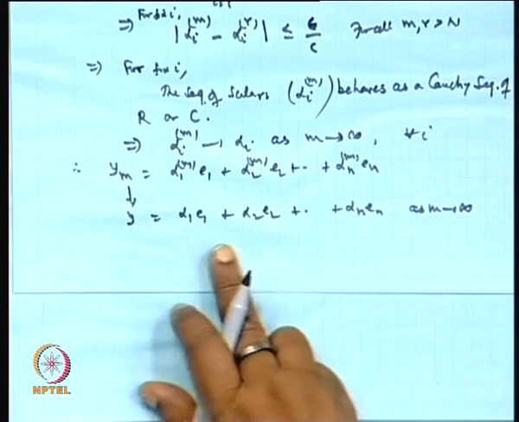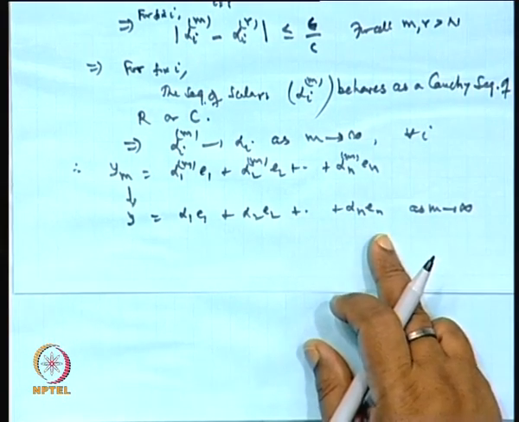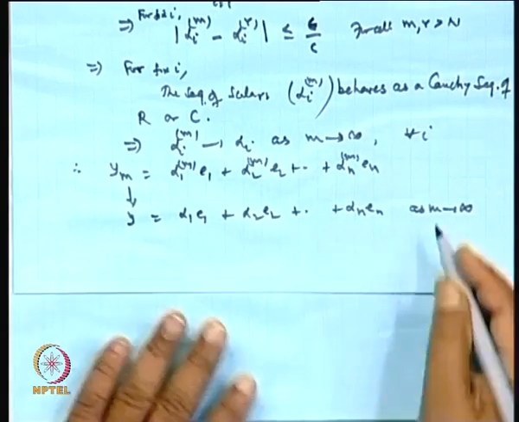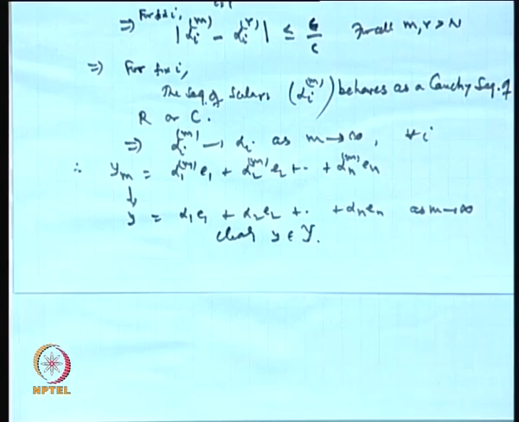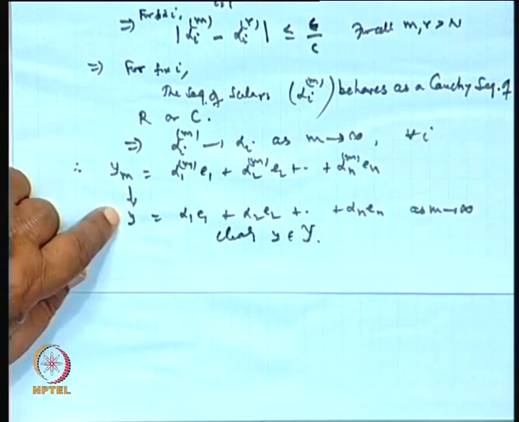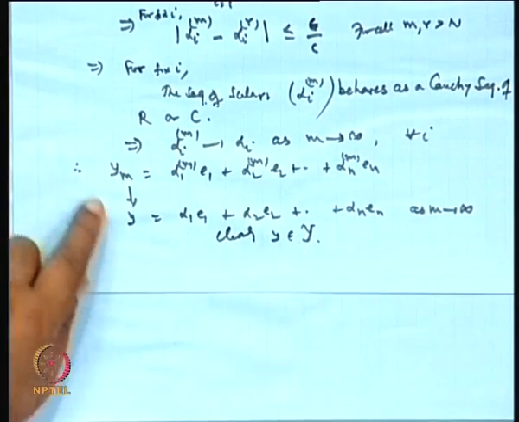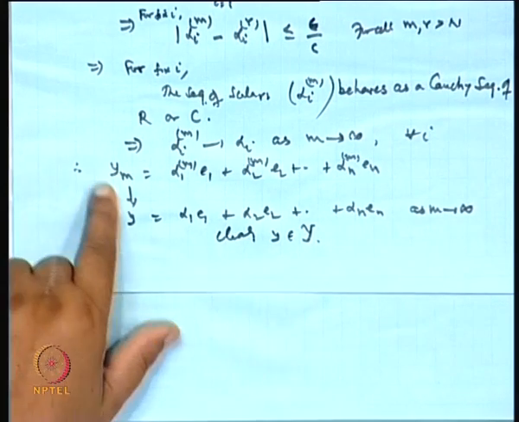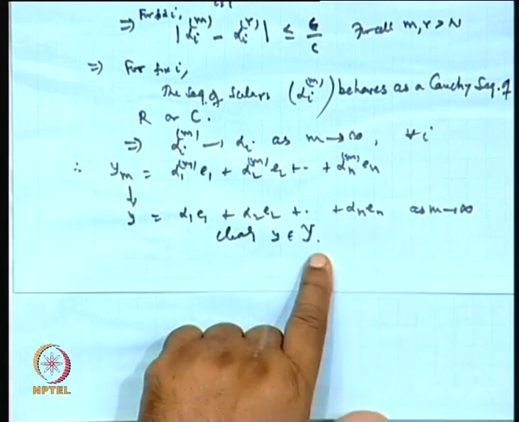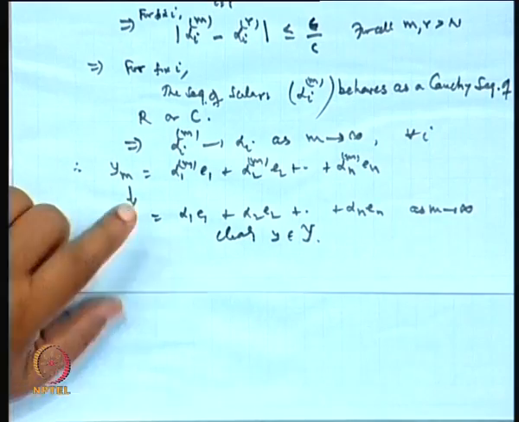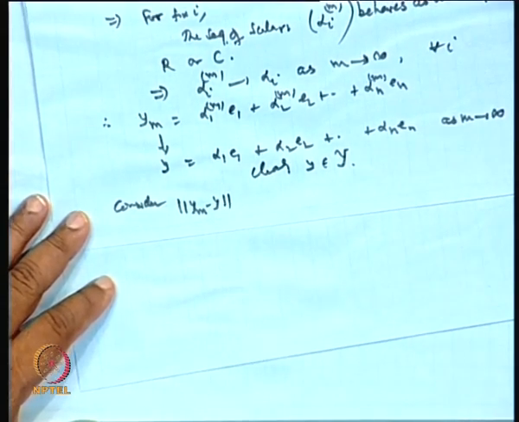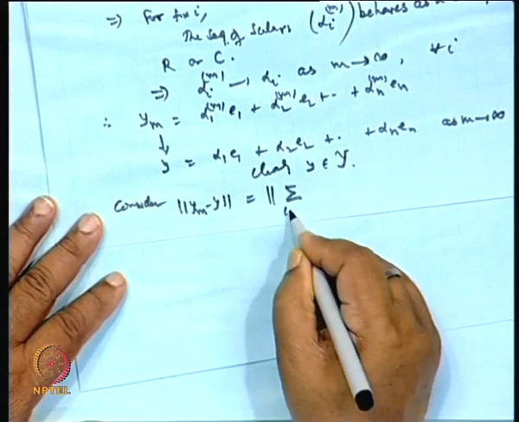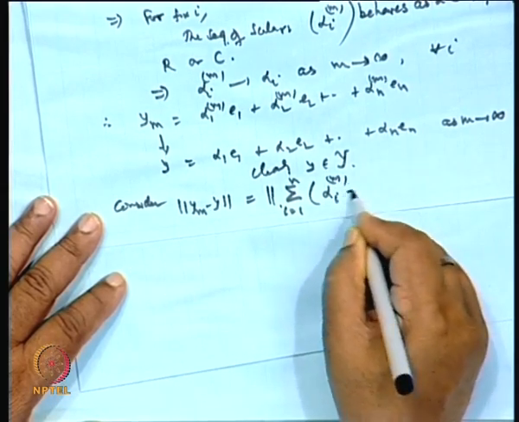Clear? Now, y is a linear combination of these basis elements e_1, e_2, ..., e_n. So it is a point of the space; it belongs to Y. Clearly, y belongs to capital Y. Now the question arises whether this convergence is in the norm of Y or not, because if it is, then every Cauchy sequence converges in the norm of Y. So we have to show that this convergence is in the norm of Y. So let us take the norm of y_m minus y. This can be written as the norm of the sum over i from 1 to n of (alpha_im minus alpha_i) e_i.